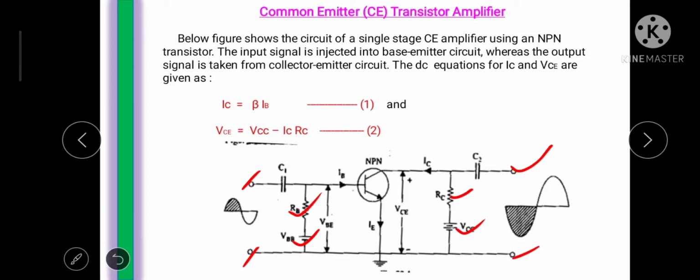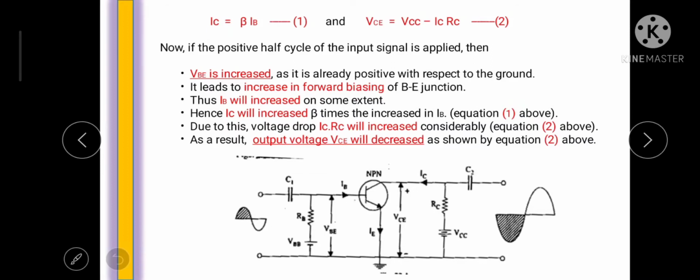As discussed before, the DC equations for collector current IC and output voltage VCE are given as IC equals beta times IB. Let's take this as equation 1, and VCE equals VCC minus IC into RC. Let's take this as equation 2. For the sake of simplicity, I have taken both equations here as well as the circuit diagram for your convenience.